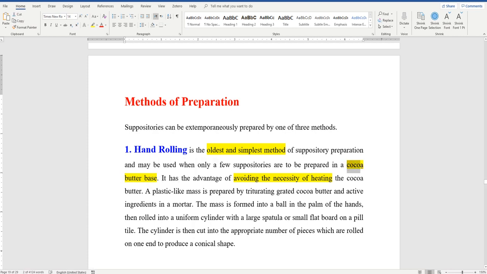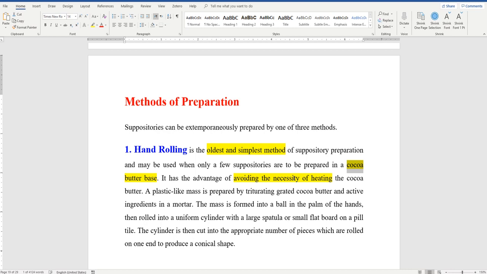cacao butter base. What you do exactly is take grated cacao butter, grated, meaning ground like particles rather than a butter. You get the grated cacao butter, and then you triturate it with the other ingredients, mainly the drug we are talking about here. You triturate it in a mortar and pestle, then take it out from the mortar and start kneading it. Kneading, meaning to make a dough.